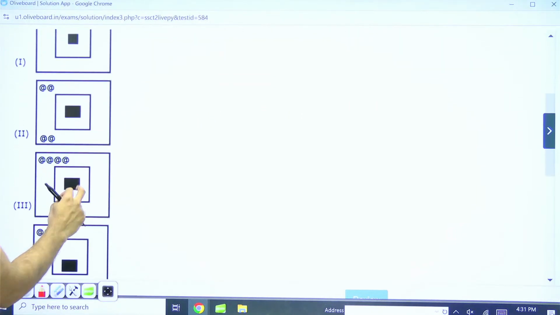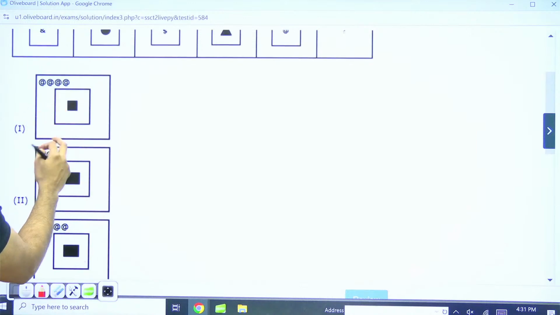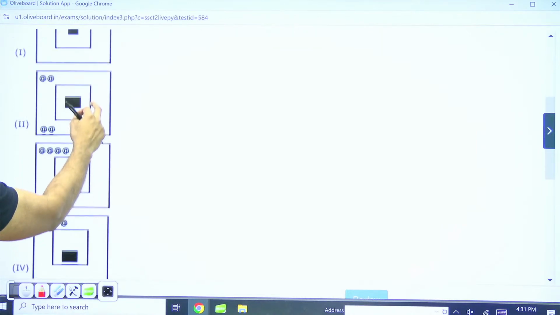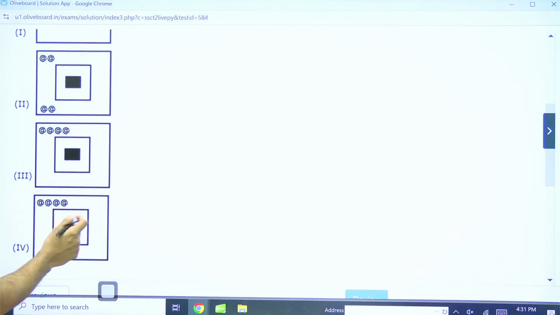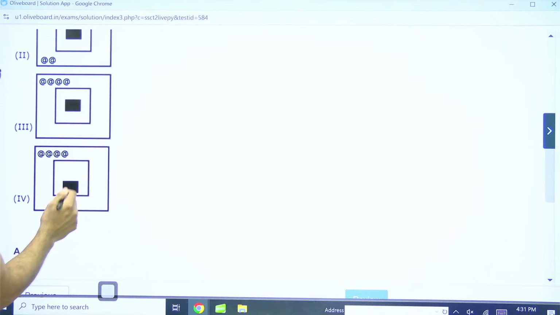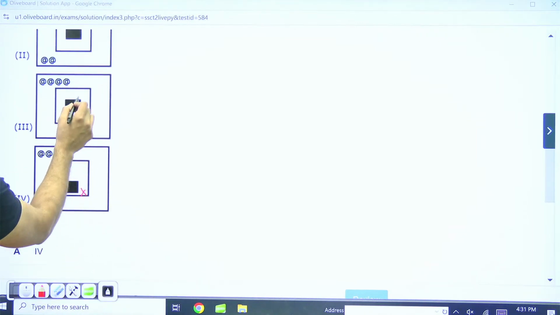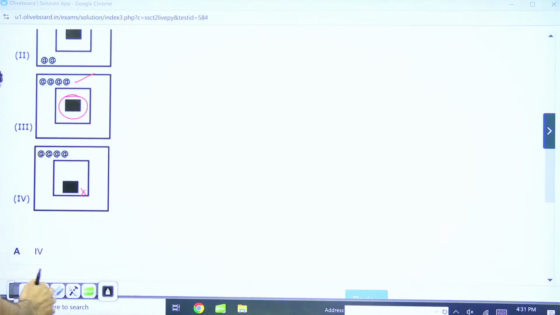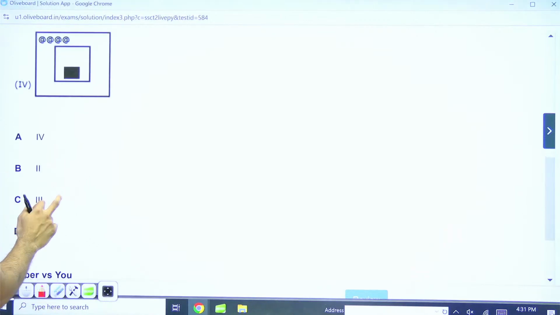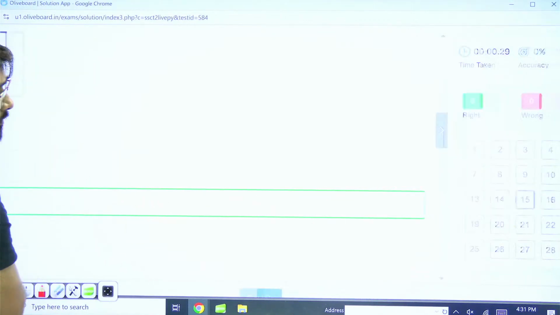4 dollars are given over here, but this is a square. That's why I cannot mark the first. We should mark the third one because this is coming at the bottom. We need it in the middle, which is given like this, and this is right. So the third should be the right one. Option C is the right answer.